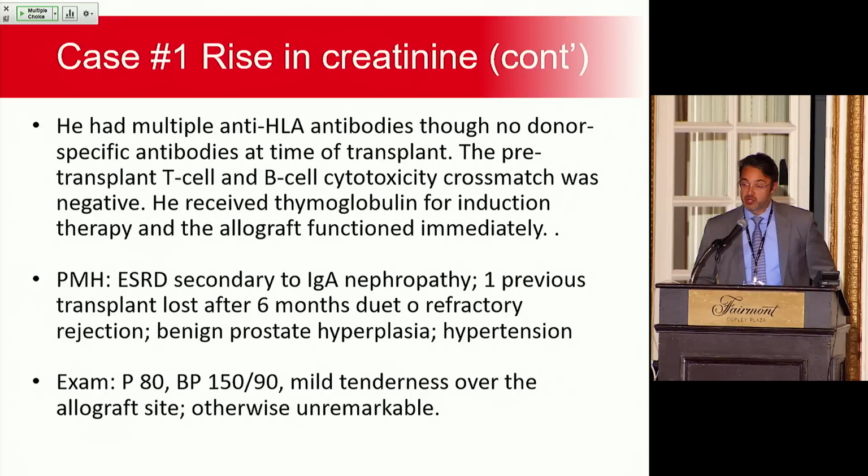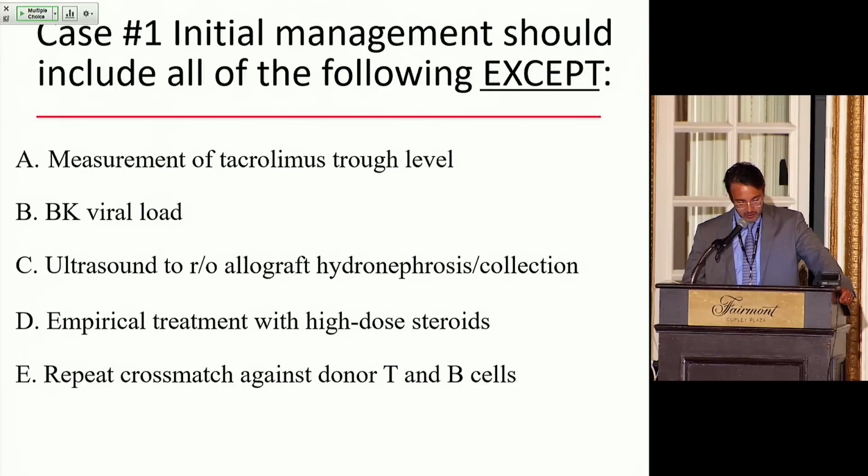He had a prior history of IgA nephropathy as a cause of kidney disease and had one prior transplant, which was lost due to refractory rejection. He had benign prostate hyperplasia and hypertension. He was slightly hypertensive and on exam had mild tenderness over the allograft, no swelling, and no other findings. So what should initial management include, except: measure a tacrolimus trough level, do a BK viral load, do an ultrasound, start empirical high-dose steroids, repeat a cross-match against the donor T and B cells.